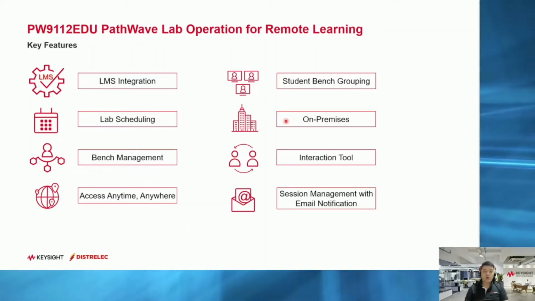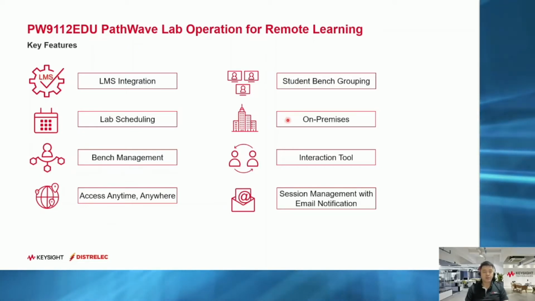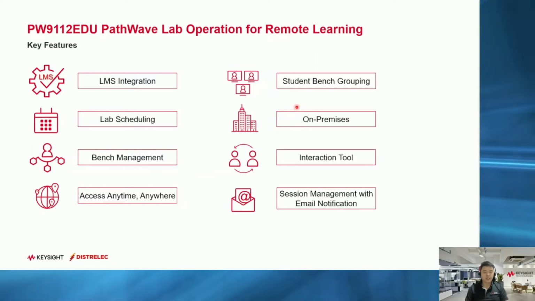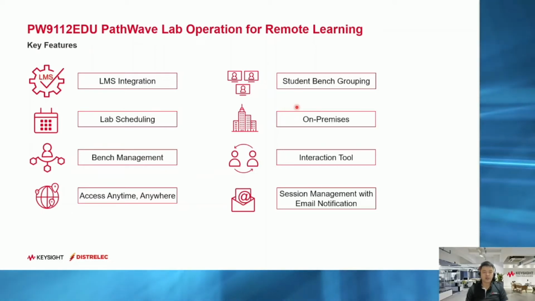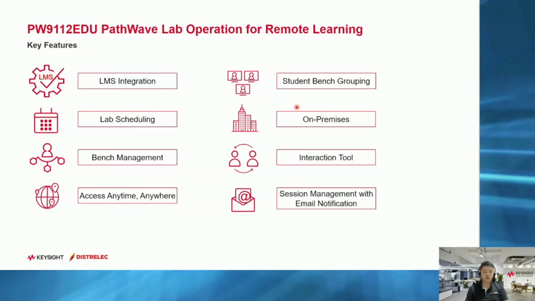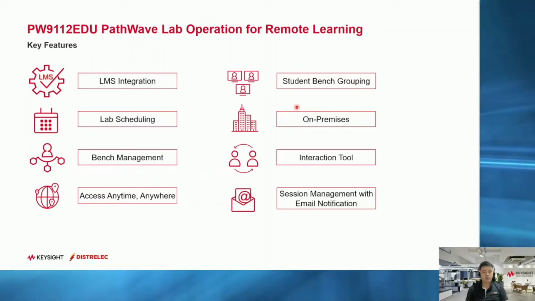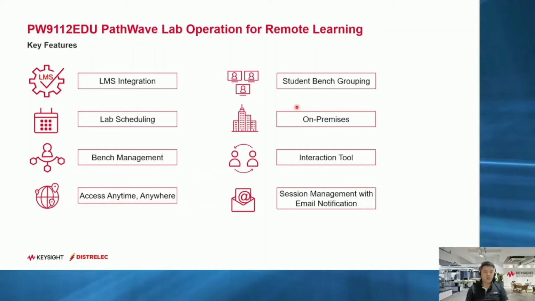The fifth point is student bench grouping. This feature lets us assign students to groups. For example, student A is taking electrical and electronic courses, so we can group student A under the E&E student group. The second student, B, maybe studies computer science or computer engineering, so he can be assigned under the computer science student group.